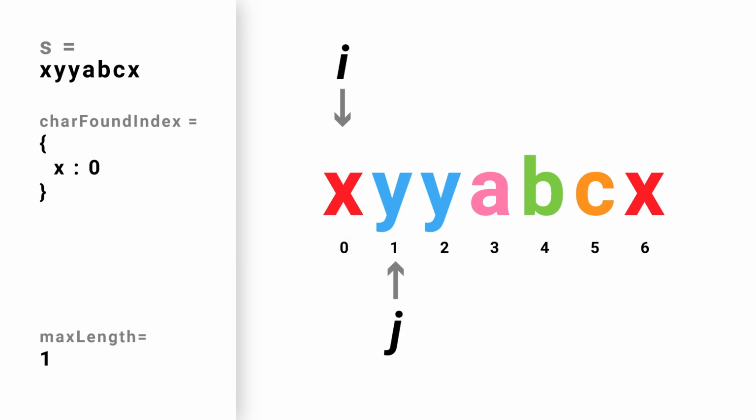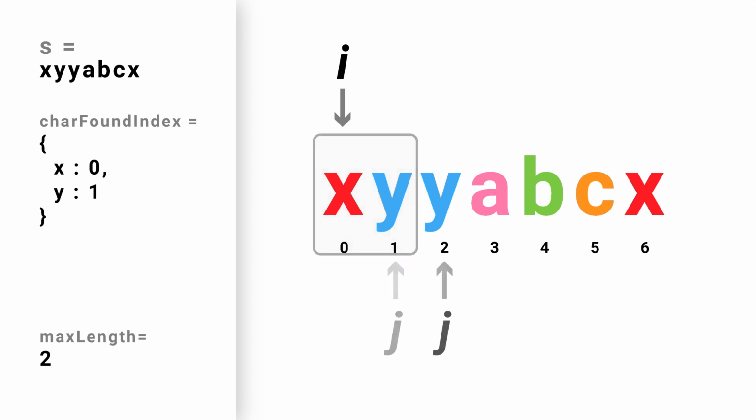Now we will move the pointer j to the next character. Here character y is found at index 1. So we will store that information. Also now the longest substring without repeating characters is 2. Now we will move the pointer j to the next character.